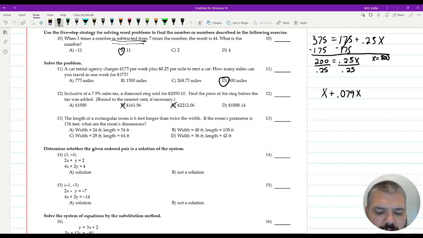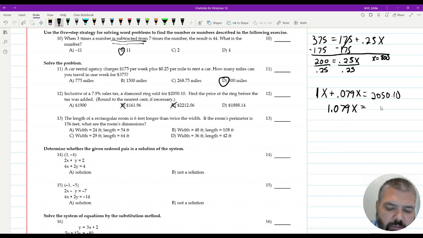So we know the original price of the ring plus 7.9% times the price of the ring was equal to $2,050.10. So now we just need to remember there's a 1 in front of this x, even if I don't write it. So when I add those together, I'm going to have 1.079x equals $2,050.10. So divide both sides of the equation by 1.079.